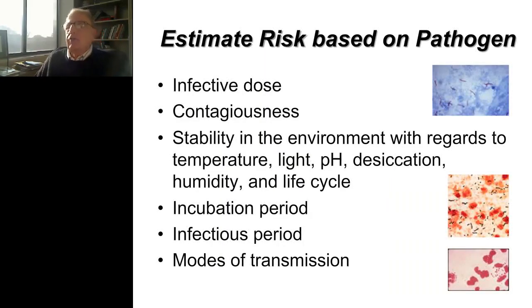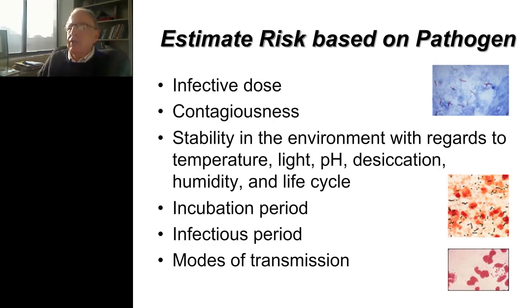So the first part of this process is to estimate the risk based on the pathogen. What's the infectious dose? Some organisms have a very low infectious dose. I'm sure you'll recall that with organisms like Mycobacterium tuberculosis, only one organism can cause you to acquire the illness. Shigella, less than 10 organisms. So you want to think of that and think of the contagiousness of the organisms involved.